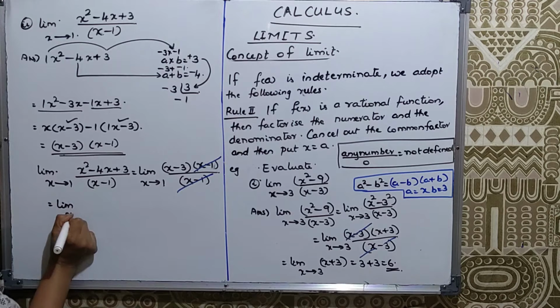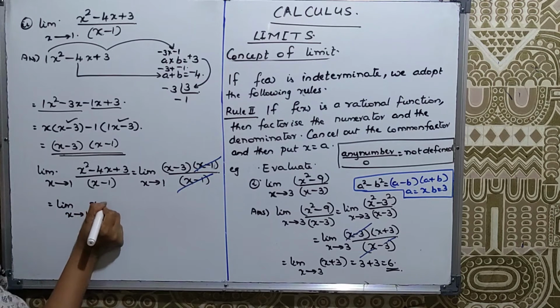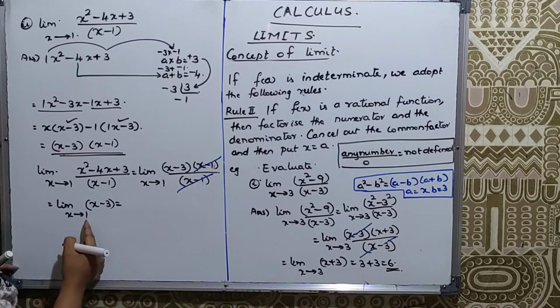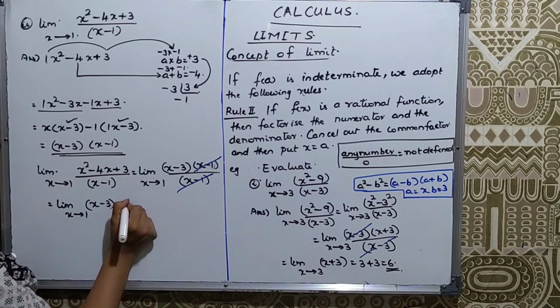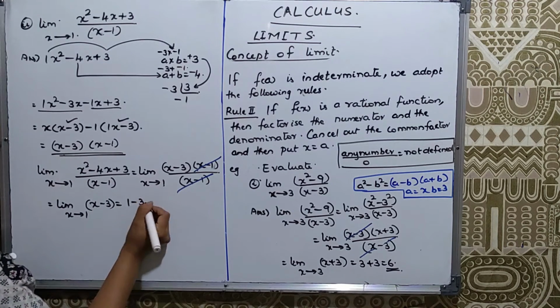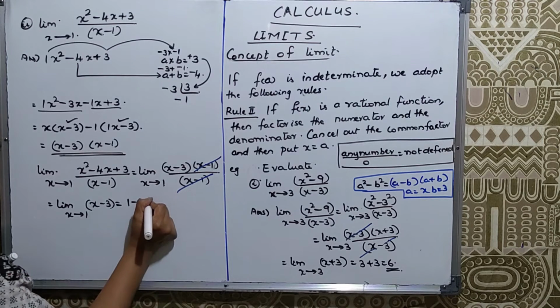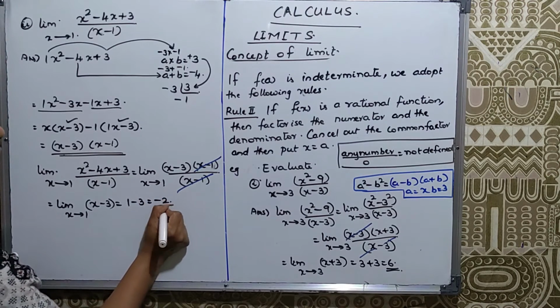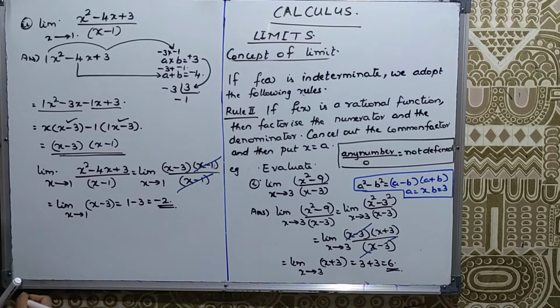limit x tends to 1, x minus 3. Now we are able to substitute the value of 1, that is a. So in the place of x, now we'll write 1 minus 3. At that time, we will not write the limit. So equal to minus 2. We got a proper answer for that one. Now we'll go to next type of question.